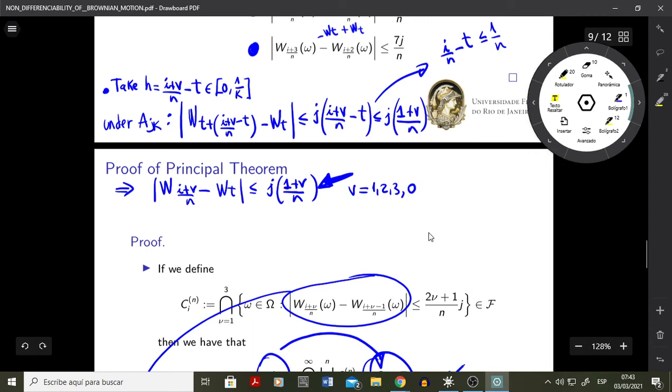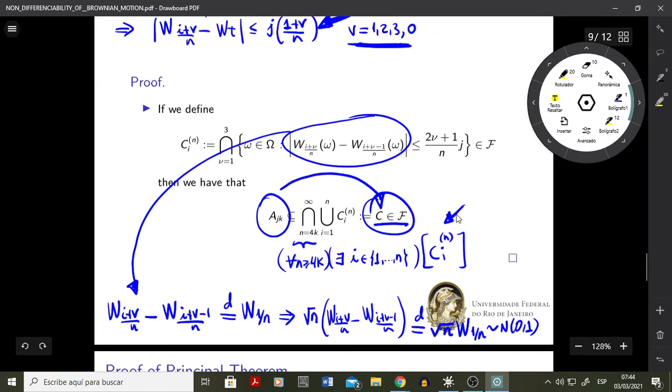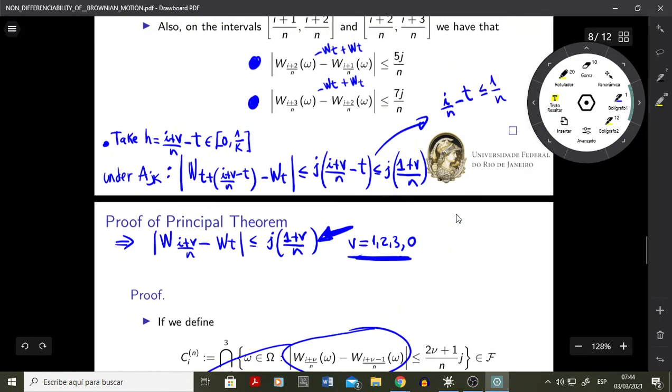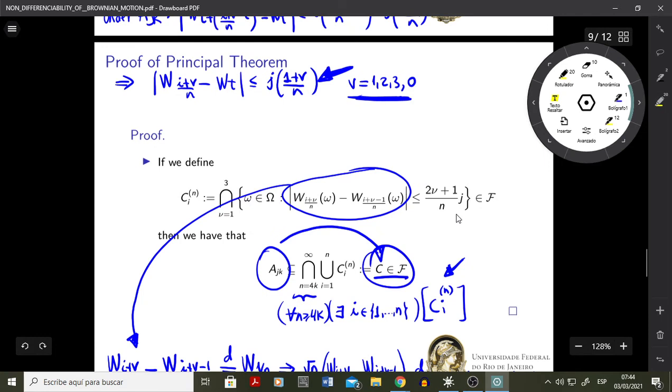You're asking me why nu is varying from 1 to 3? Yes, it's a choice. You want to put A inside some set that has probability 0. Why have you chosen 3 and not only 2 increments? Good question. This is for the computation to work at the end.